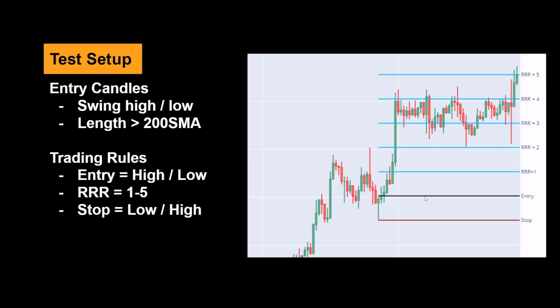Now regarding the risk-reward calculation, using a long trade as an example, we set the entry point at the high of this candle and then the stop at the low of this candle. Then we calculated the risk here and recorded those candles that give us high returns up to 5 times. We do this for each candle that fits the screening criteria.